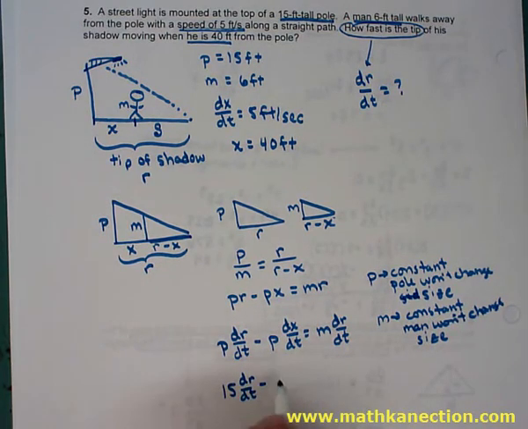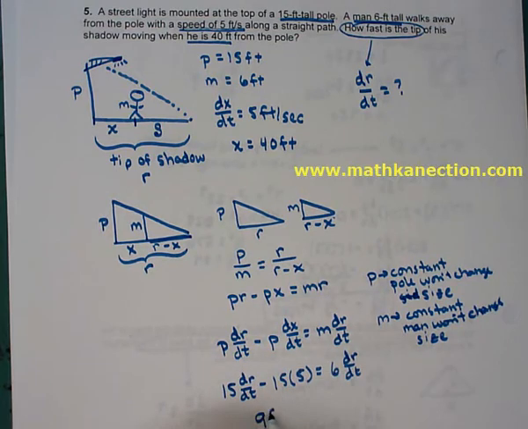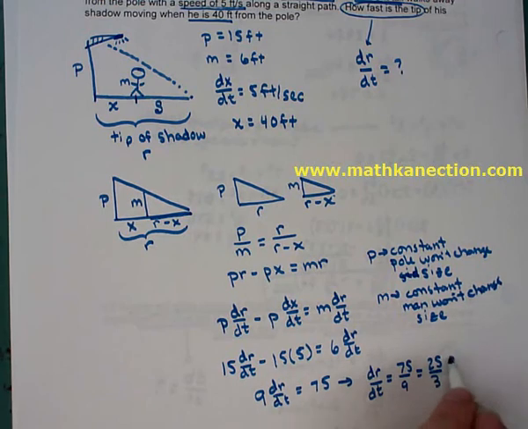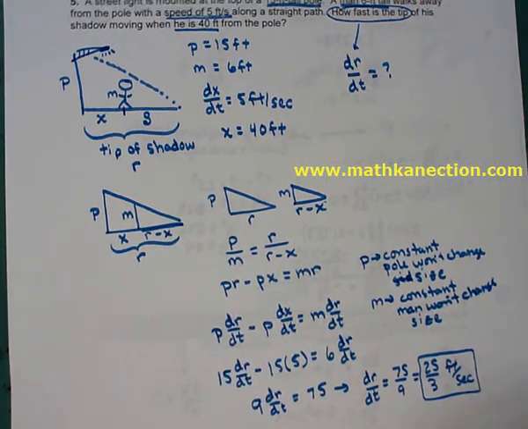Replacing in the value of 15 for the pole, replacing in dx/dt to be 5, the man, which was 6 feet, and then finding what dr/dt is going to be. Bringing dr/dt all to the same side, we get 9 dr/dt is equal to 75. Then solving for dr/dt, dividing both sides by 9, reducing to get 25/3. And the r, which is the tip of the shadow, is measured in feet, and the time is measured in seconds.